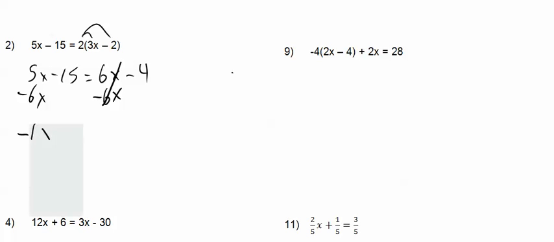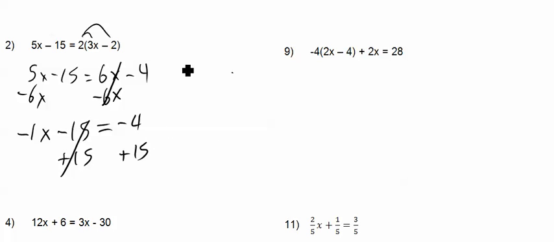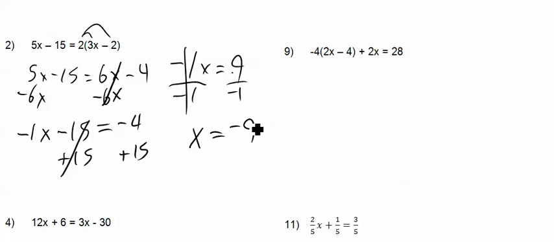We get negative 1x minus 15 equals negative 4. I need to get the term with my x by itself. So I'm going to do the opposite of this minus 15. We're left with negative 1x equals 9. Then we're going to divide both sides by negative 1 to get rid of that negative. And we get x equals negative 9.